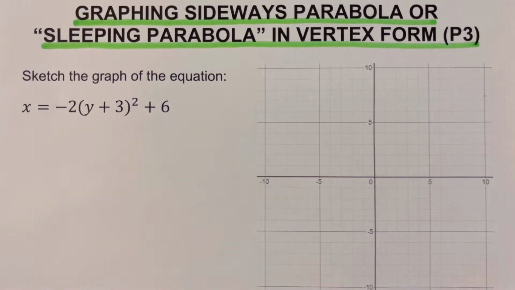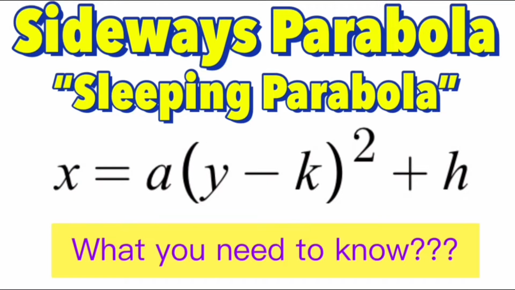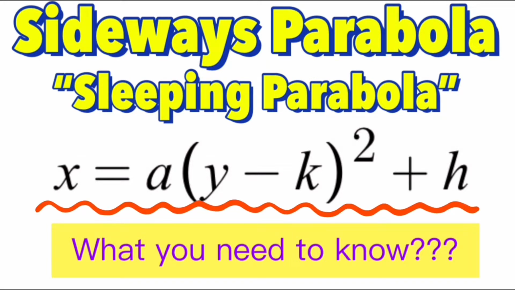Before we jump into this example right here, let's have a review on the basics of sideways parabola, or in quotation, sleeping parabola, in vertex form or graphing form. We remember that the vertex form or the graphing form of a sideways parabola or sleeping parabola is given in an equation x equals a parentheses y minus k squared plus h.